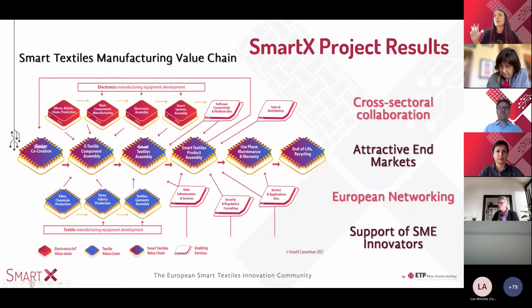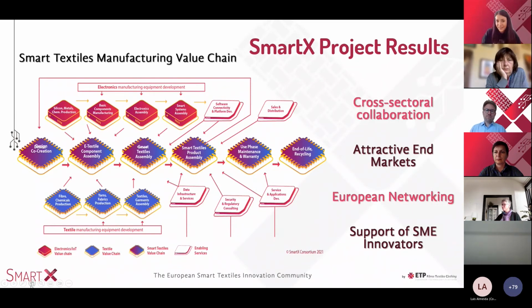Starting with the SmartX project, it was a 3-year collaborative project to develop manufacturing value chains in smart textiles in Europe. I'm sharing here one of the jobs that we did, which is to develop the actual smart textiles manufacturing value chain. To do it, we took the existing electronics value chain map and the existing textile one. And we identified some gaps that still need to be fulfilled, which are mainly in integration, end of life, washability, and use phase maintenance and warranty.